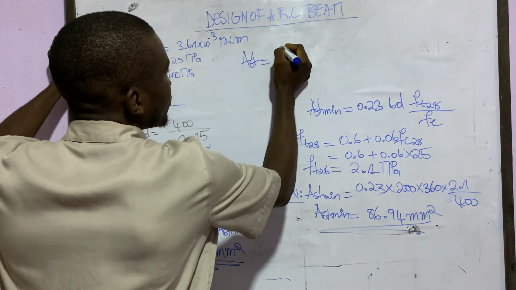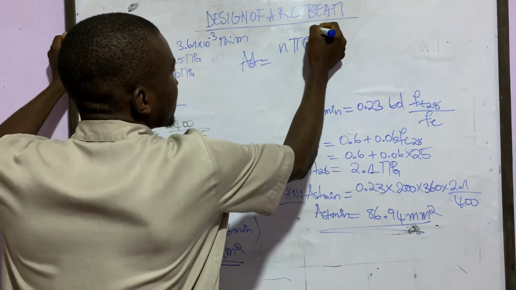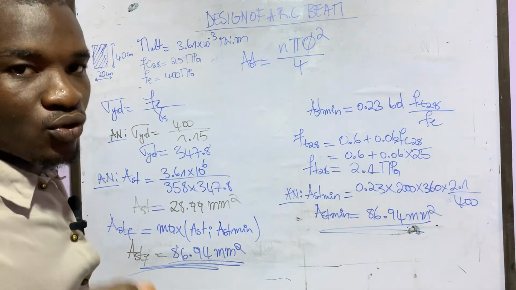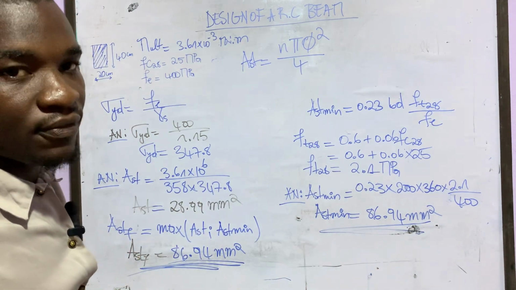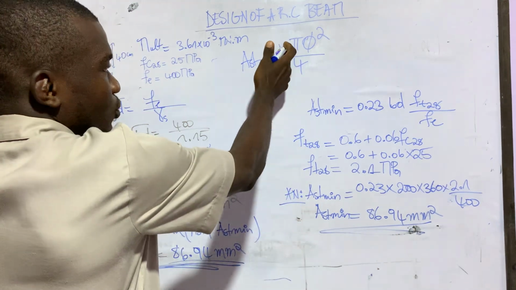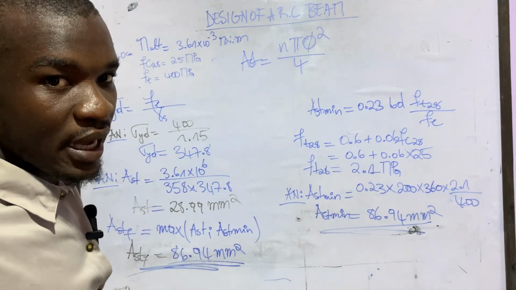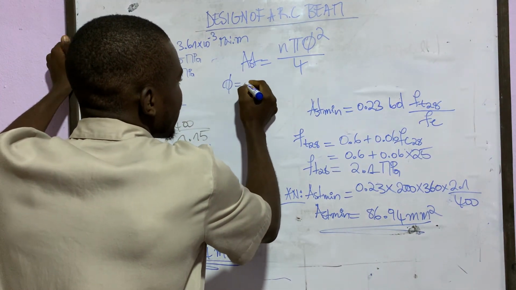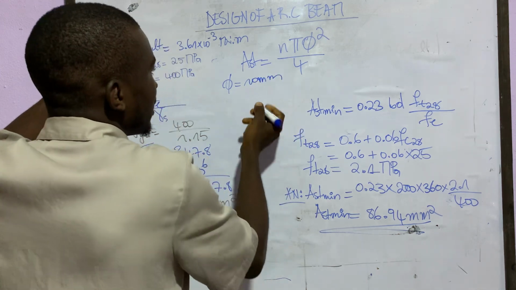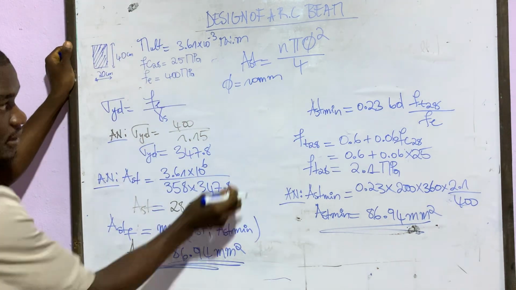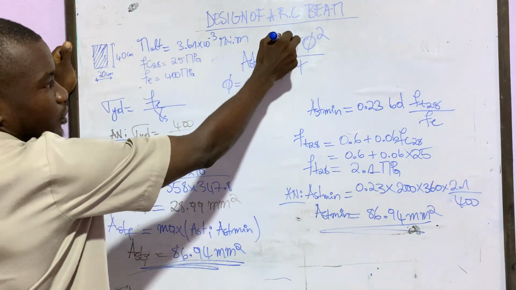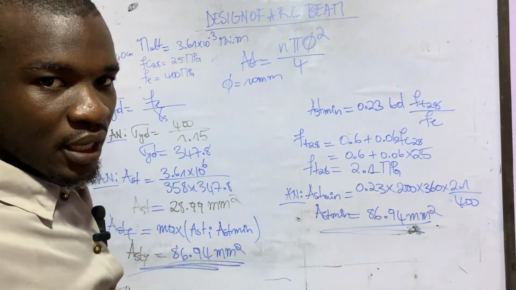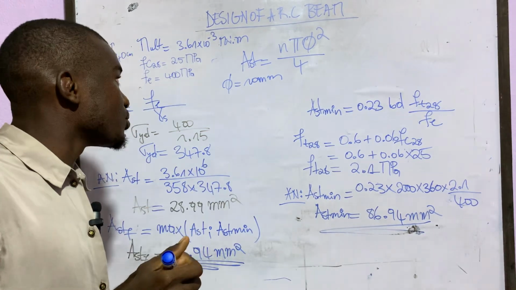AST is equal to N pi diameter square all over 4. This formula will enable you to choose the diameter of your reinforcement, and from there to obtain the number. This N will represent the number of reinforcement of that diameter that you have chosen. So if, for example, you put diameter to be 10 millimeter, then you take your AST, substitute it here, and you will be able to come out with the number N of diameter 10 millimeter reinforcement needed for that tension area. I think we'll stop here.